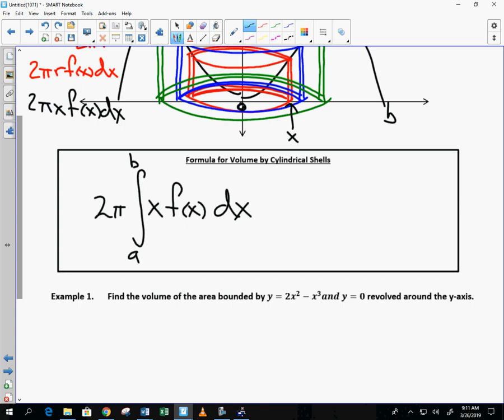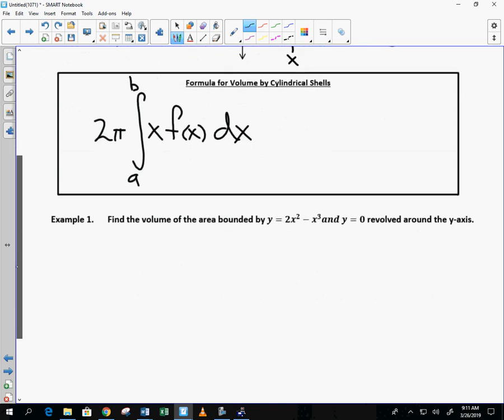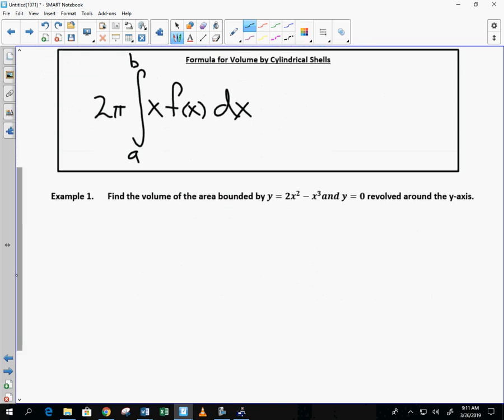Looks super complicated, and a lot of people fight it and say, I would rather do washers if I can. Sometimes you can't do washers. But in this situation, it actually is a lot easier to use cylindrical shells. Let's look at this first example.